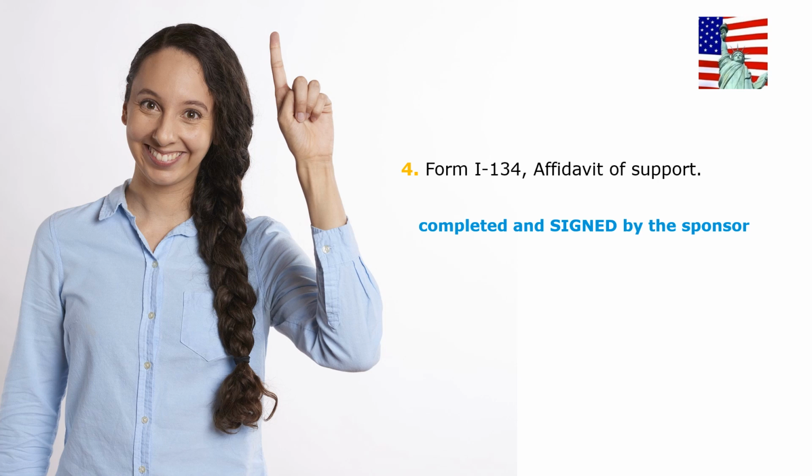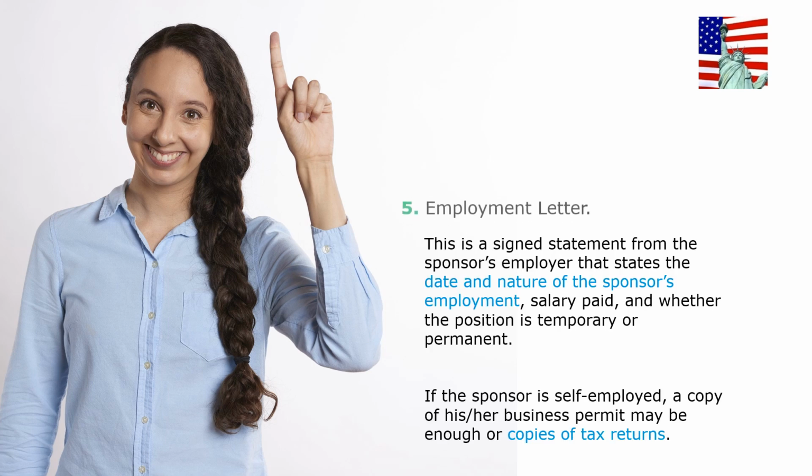Number 5 is the employment letter. This is a signed statement from the sponsor's employer that states the date and nature of the sponsor's employment, salary paid, and whether the position is temporary or permanent. If the sponsor is self-employed, a copy of his or her business permit may be enough.